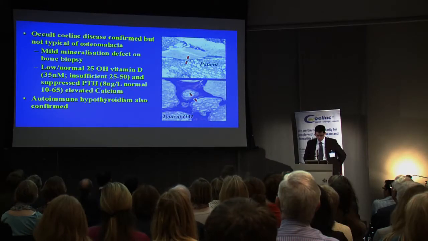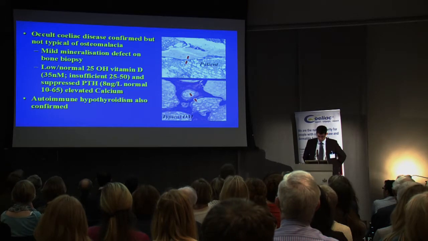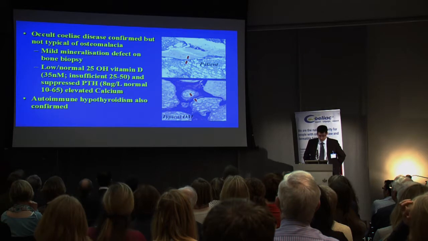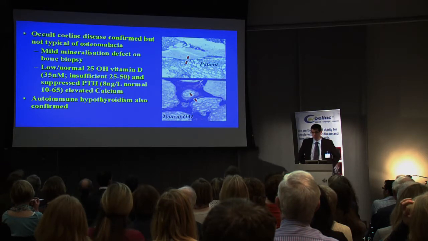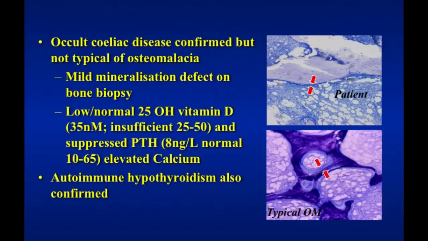Ultimately, he did some serology. I'm very keen on doing celiac serology. And he did have occult celiac disease, though he was entirely asymptomatic of it. He eventually had a bone biopsy, which showed a mild mineralization defect. So clearly the immediate assumption was this was osteomalacia. He had celiac disease, he was vitamin D deficient, and that's why he was fracturing.